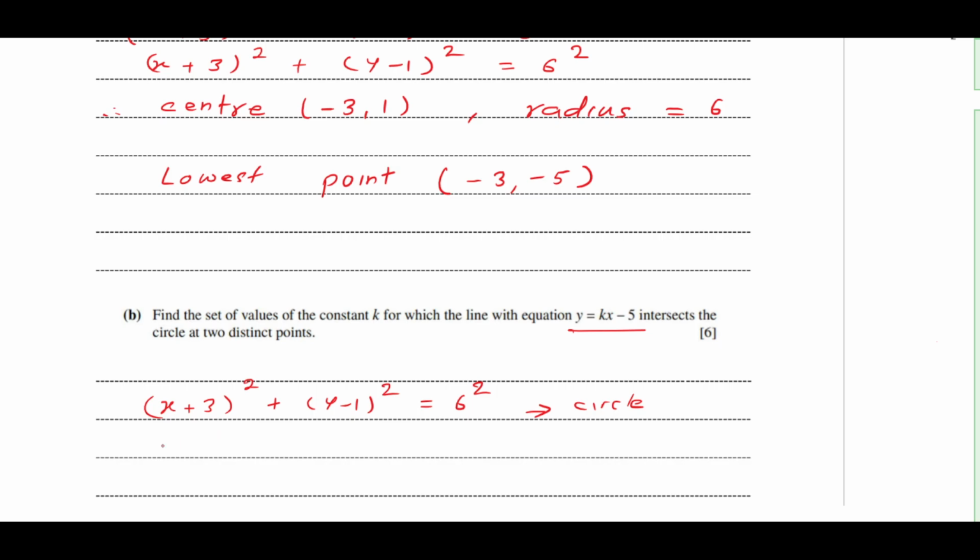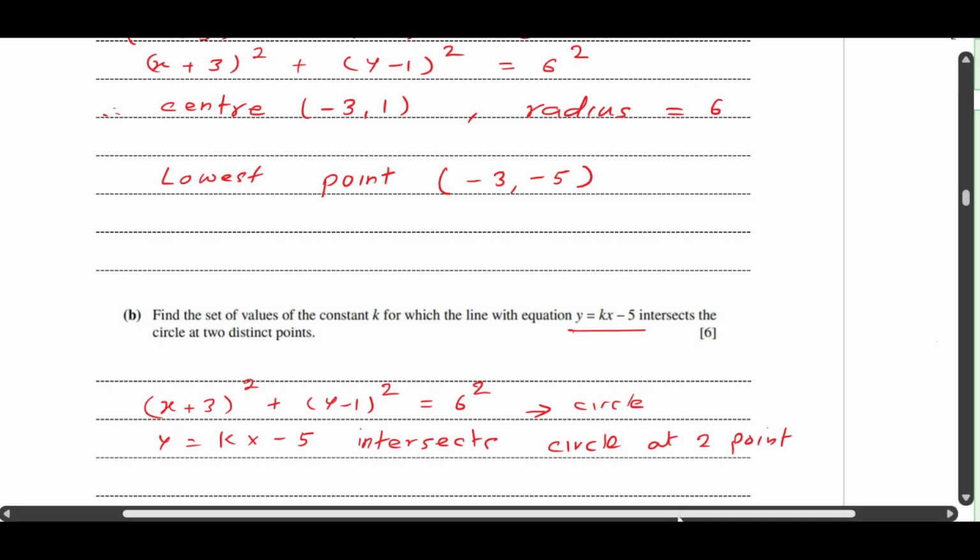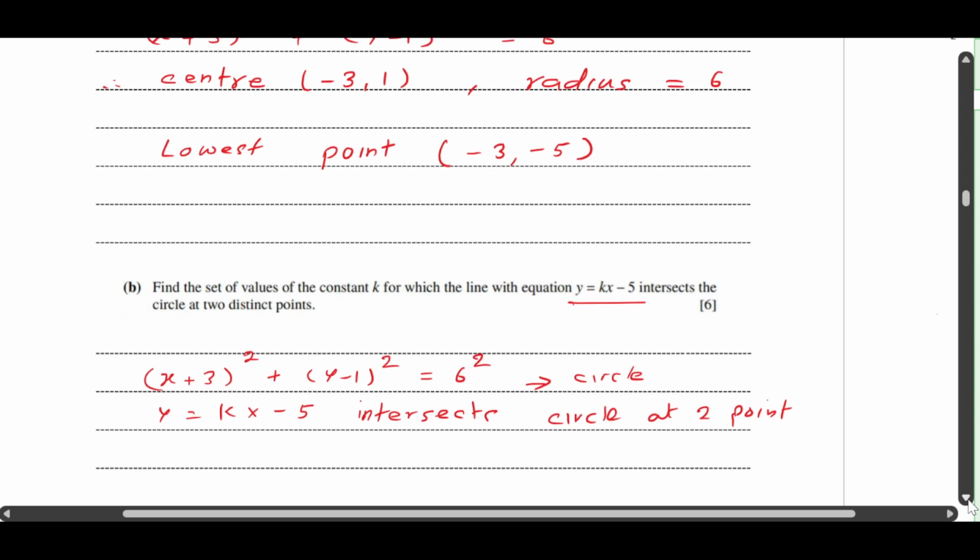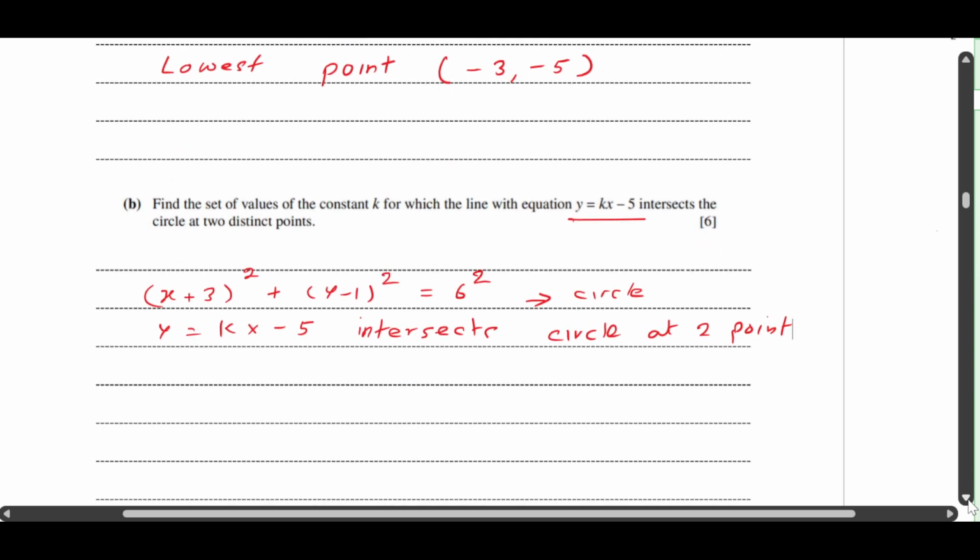Now y equals kx minus 5 intersects the circle at 2 points. That means this y equal to kx minus 5 will satisfy the equation of circle. So in the equation of circle, in place of y, I will substitute kx minus 5. So let us do that.